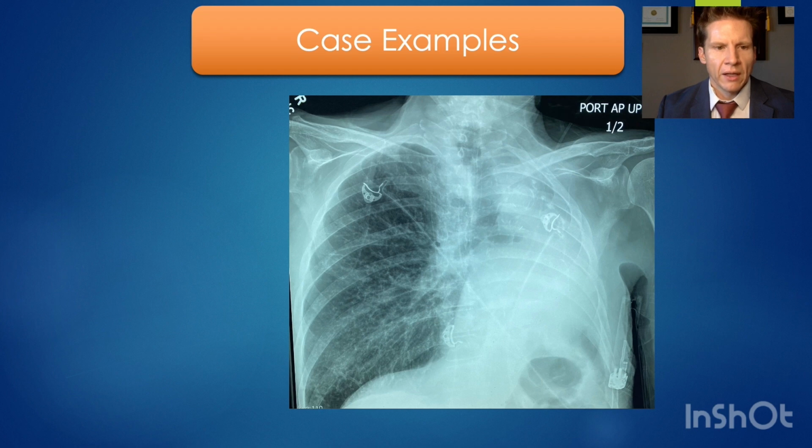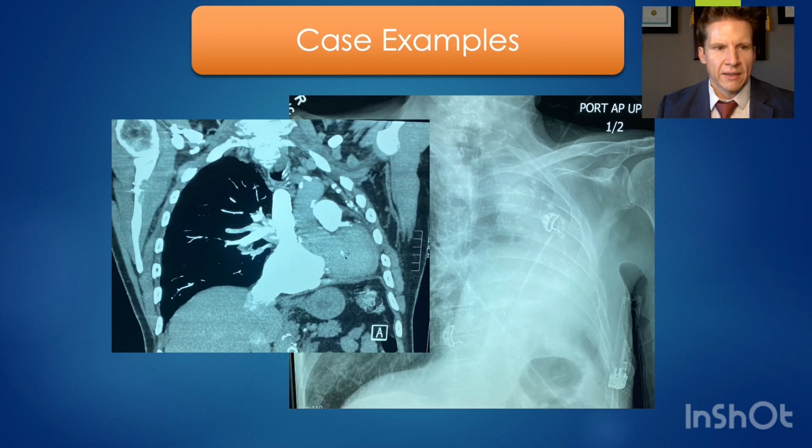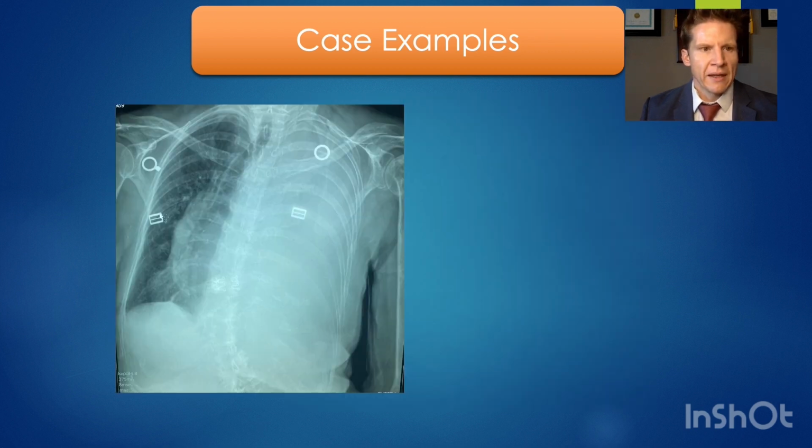And if we take a look at the corresponding CT, we can see confirmation of that volume loss with elevation of the diaphragm, displacement of the mediastinal structures, hyperinflation of the right lung. And going back and looking at these surgical clips here, this patient had a left-sided pneumonectomy, accounting for all of these chronic changes. Now let's contrast that with this case.